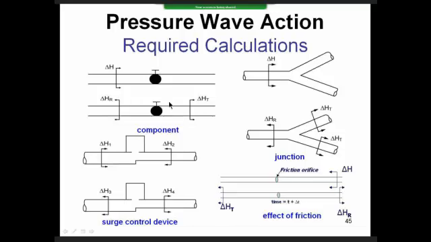Before we get into that, to do a general surge analysis, we need to be able to handle what happens when pressure waves hit a component such as a pump or a valve, what happens when they hit a junction, what happens when they hit a device that will inject flow in and out of the system like a surge control device, and what's the effect of friction. When a pressure wave goes down a pipeline, say a 1,000-foot pipeline, it will be slightly attenuated, and there'll be a very small reflected wave. So that's what you need to do a general analysis, is just a routine to handle these four situations.